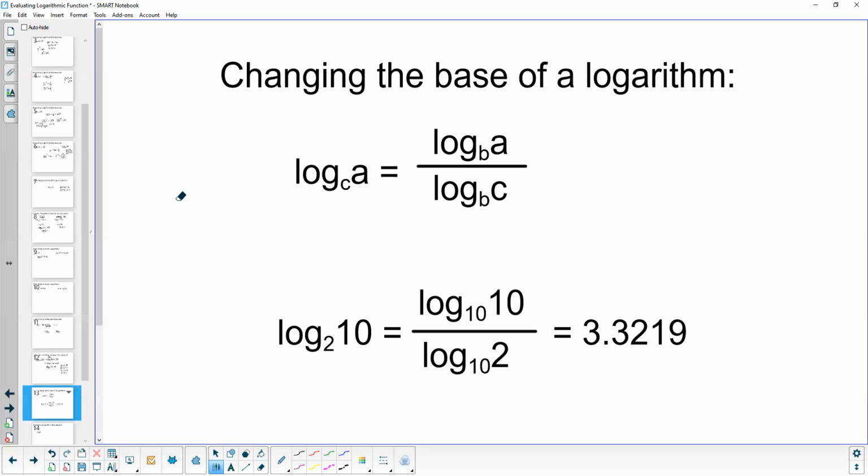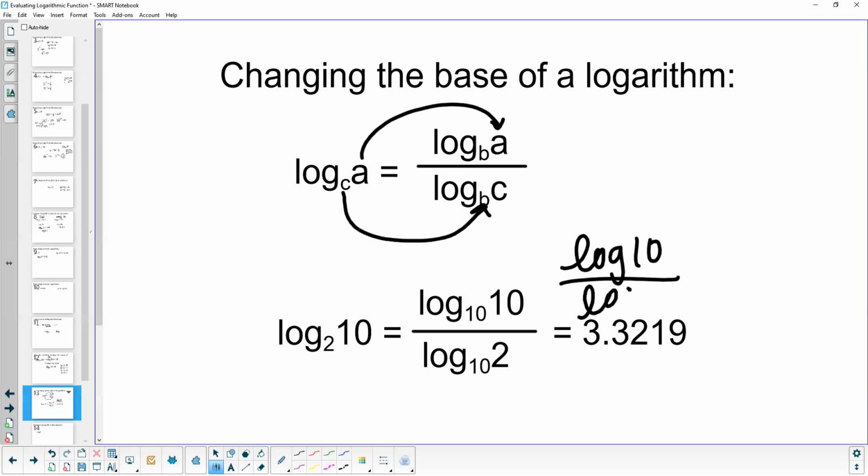So what we do when we change the base is we take the log of whatever our new base is of the number we're putting in, and we divide it by the log of our base. So for example, log base 2 of 10, we're going to take the log of 10 and divide it by the log of 2, where 10 is the number we're putting in and 2 is the base of our original one. And as we do that in our calculator, you can see that log of 10 divided by log of 2 is going to give us that 3.3219.